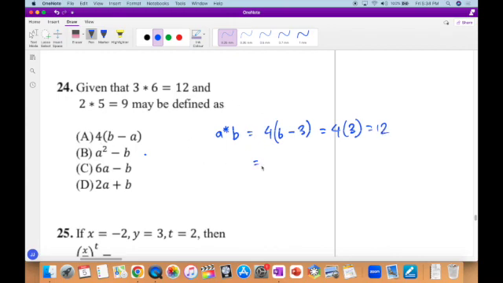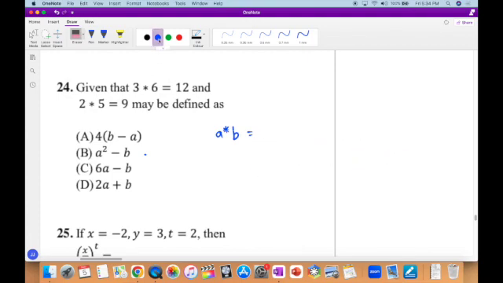Let's see if it'll work for B. 4 into B is 5 minus 2. Yes, it does. Right? No, it doesn't. 5 minus 2 is 3. 4 3s are 12. So it doesn't work for this one because we are supposed to get 9. 5 minus 2 is 3. So maybe that doesn't work for that.